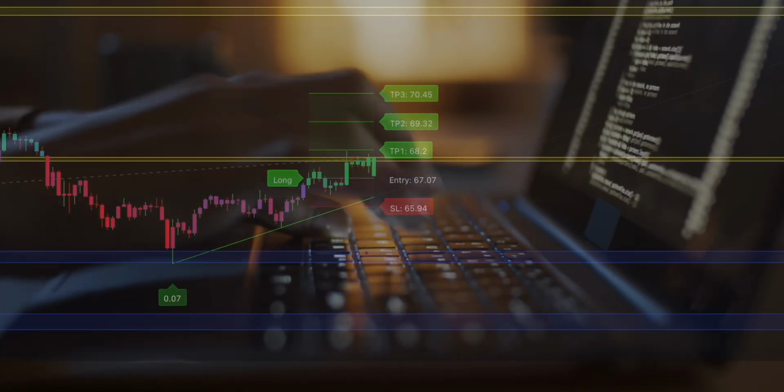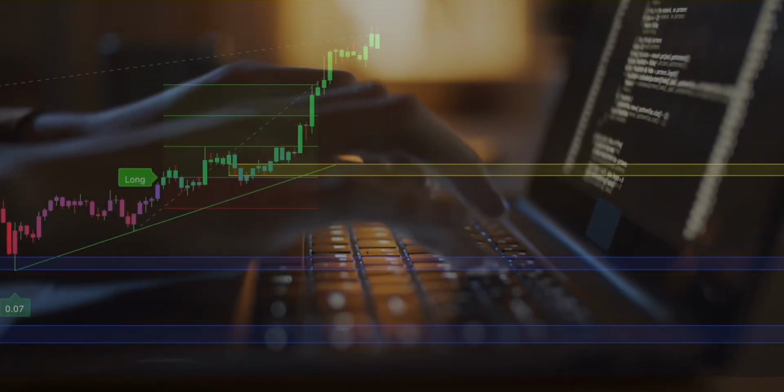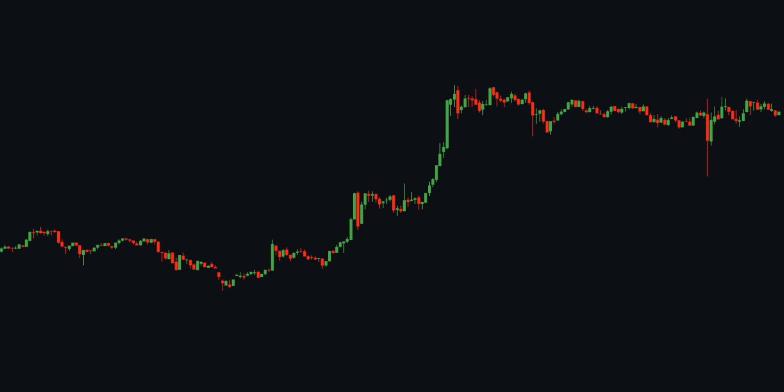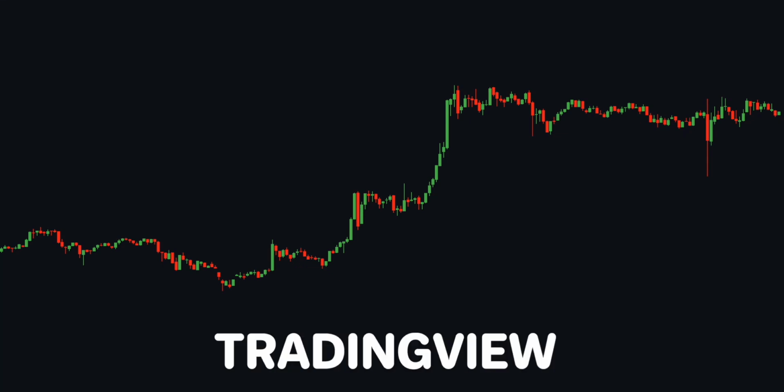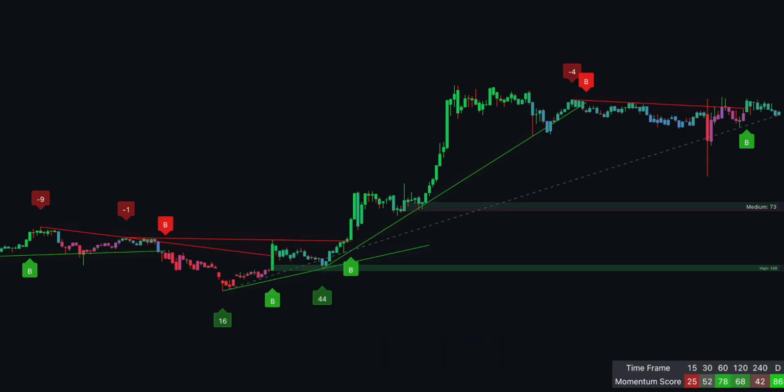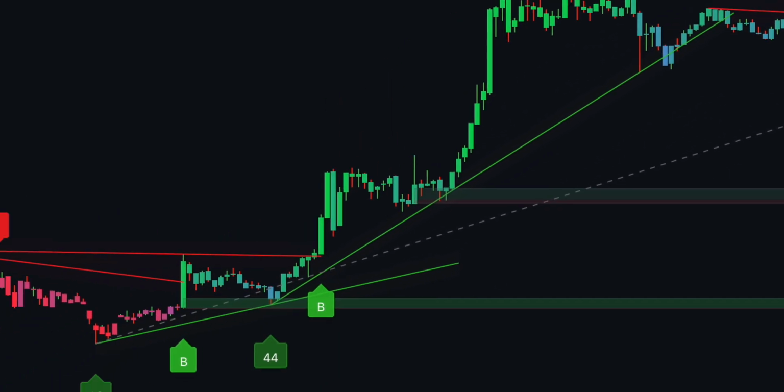So I reached out to some of the best developers in the world to help me put together my dream indicator. After weeks of hard work, the tool was finally ready. So today, I'm introducing something that I believe to be the best indicator on the TradingView platform, the TradeIQ toolkit. This script has everything I've ever wanted.